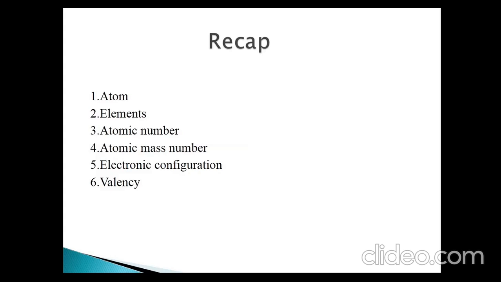Electronic configuration. What is electronic configuration? Electronic configuration is the distribution of electrons in shells. Now let us consider the example of two elements, aluminium and chlorine. Aluminium has atomic number 13, so the electron distribution is 2, 8, 3, and chlorine is 2, 8, 7.